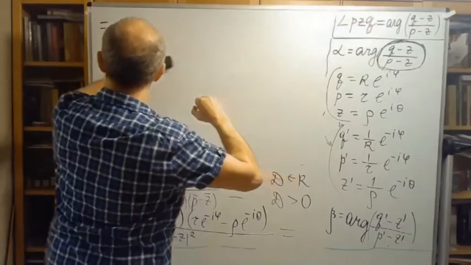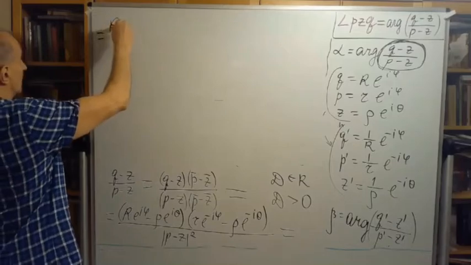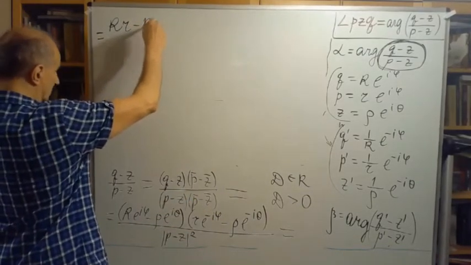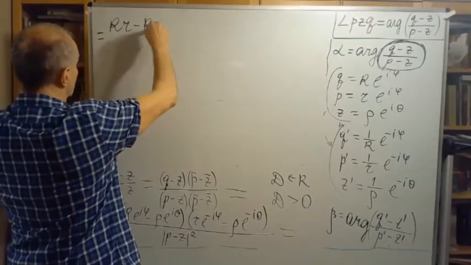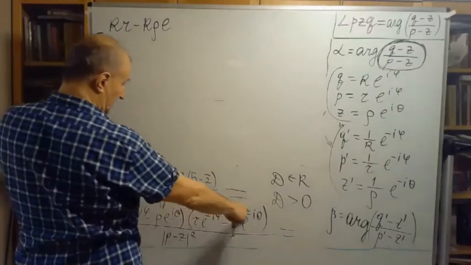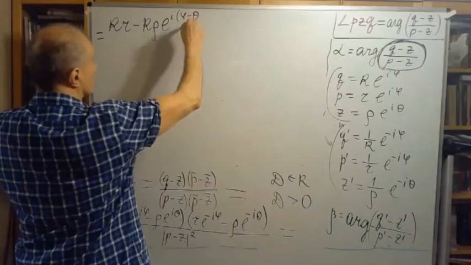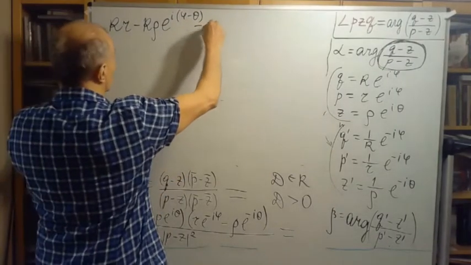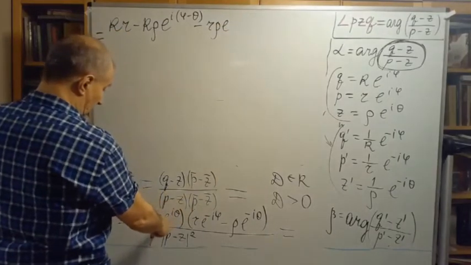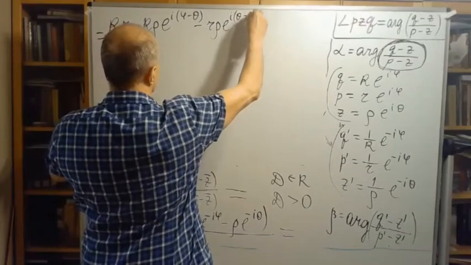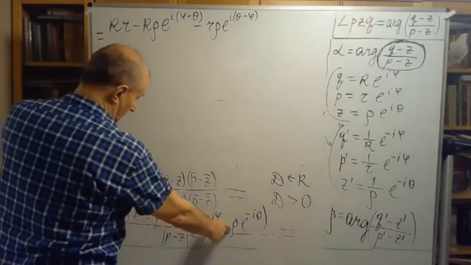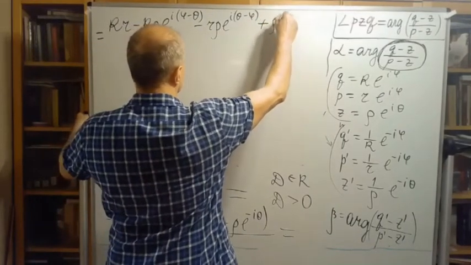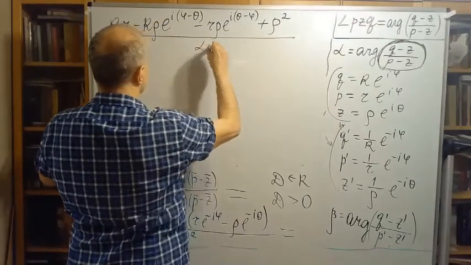I think I have to write with larger letters. So it will be r minus this term times this term, r rho e to the power i phi times e to the power negative i theta, which is e to the power i (phi minus theta), minus r rho e to the power i (theta minus phi), and rho e to the power i theta times e to the power negative i theta, and so it will be plus rho squared, and the whole thing is divided by d.